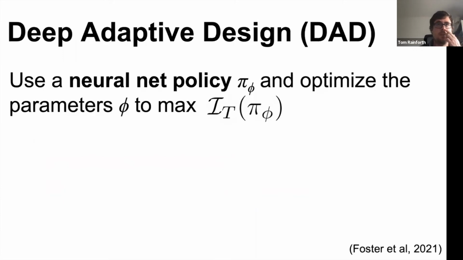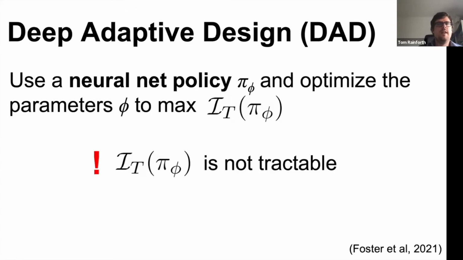We need a way of actually learning a policy, and the way I proposed to do this was by using a neural network. We can simply set this up as a differentiable deep network that takes in histories and outputs the next design parameters. Then it's simply a case of optimizing the parameters of that network by maximizing the total expected information gain. Of course, as we've seen before, the total information gain is going to be intractable, just like the expected information gain.